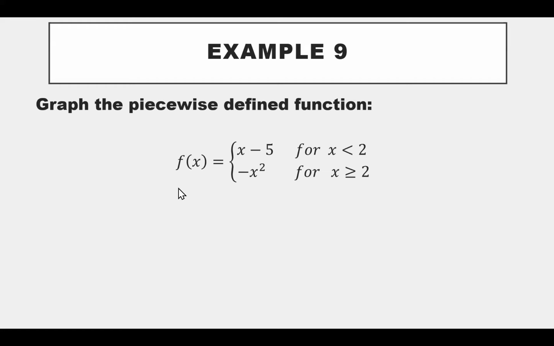So let's say we started with our original piecewise defined function. f of x is equal to x minus 5 for all x values less than 2, and f of x is equal to negative x squared for all x values greater than or equal to 2. Again, I'll graph this on Desmos. We might have a companion video out there that graphs this on the TI-84 if you're interested in that.